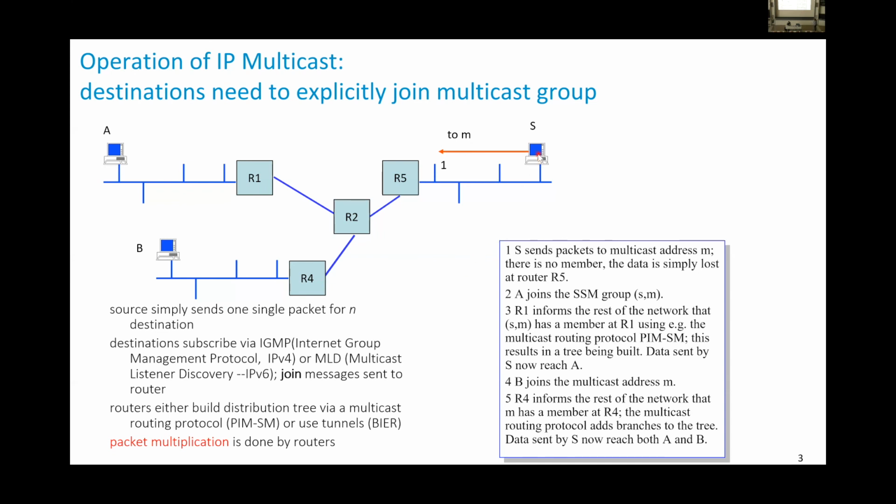So we have a UDP socket, and we simply send to M. Here, assume nobody's listening. So you're alone in the world, you send a multicast packet, nobody listens, which is perfectly legitimate.